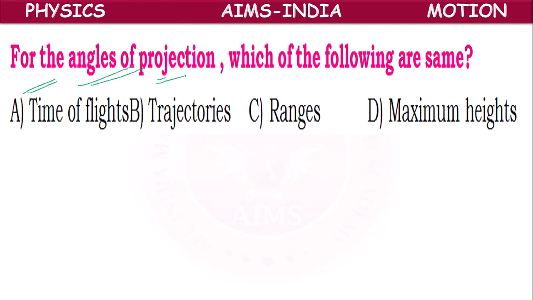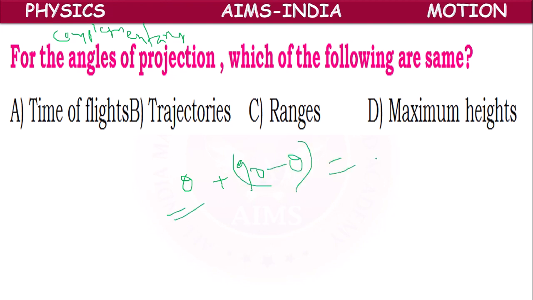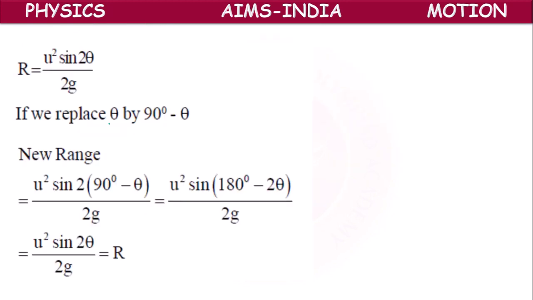Next, for the angles of projection, which of the following are same? Here the question is incomplete, children, some part is missing. For complementary angles of projection, which of the following are same? Complementary means their sum. One is theta, another one is 90 minus theta. Their sum is equal to 90 degrees, so they are called complementary. For theta angle of projection and 90 minus theta angle of projection, ranges will be same. We have already derived this, children, while learning concepts. So if we replace theta by 90 degrees minus theta, then also it will be same.